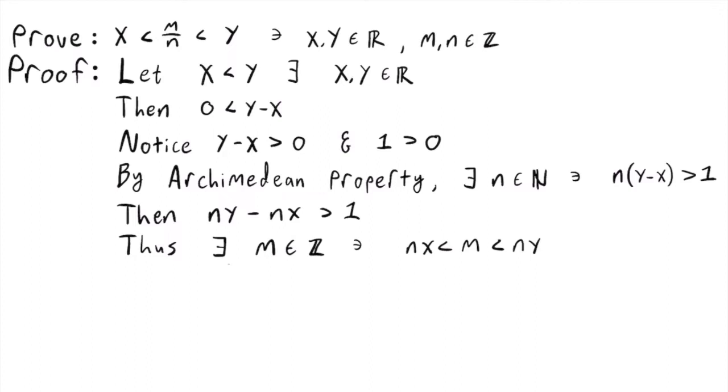So, since n is a natural number greater than 0, we can divide the inequality by n, giving us x is less than m over n, which is less than y. Now, that looks like exactly what we wanted to prove. We have x and y as our reals, and m over n being our rational, and it's in between two real numbers, which were just arbitrary and randomly chosen. Thus, we have proved what we wanted to prove.